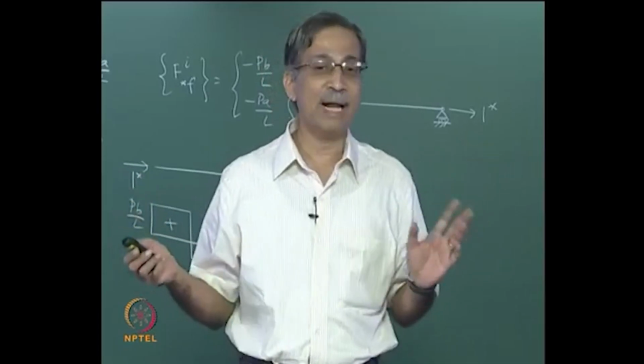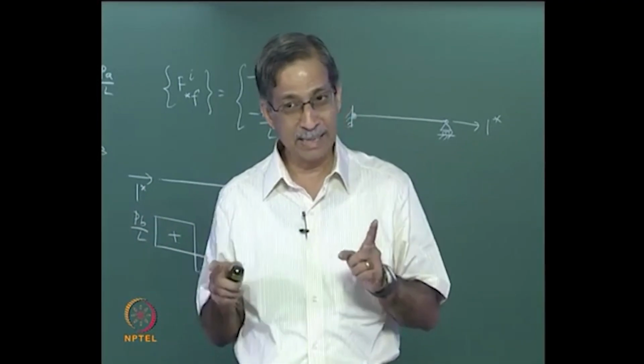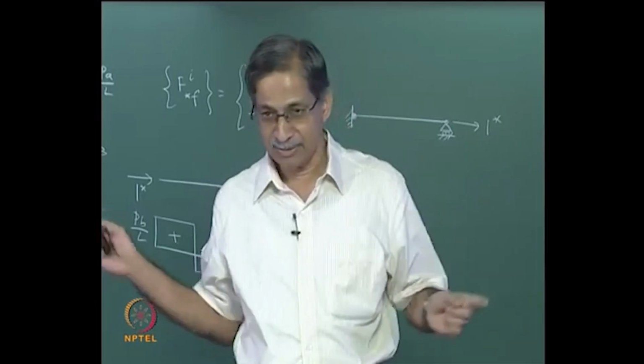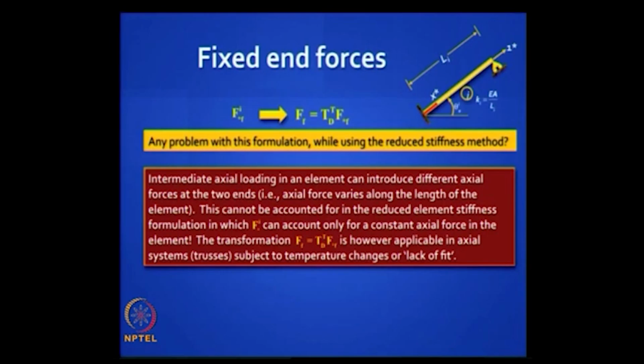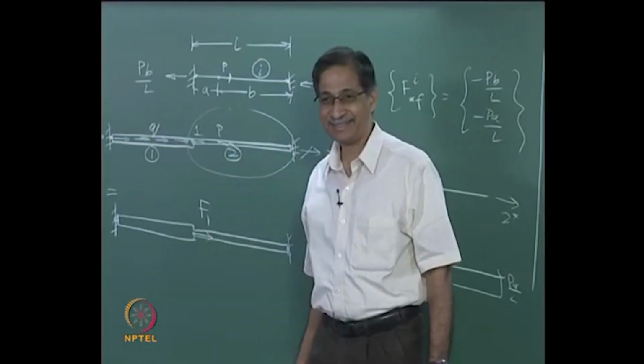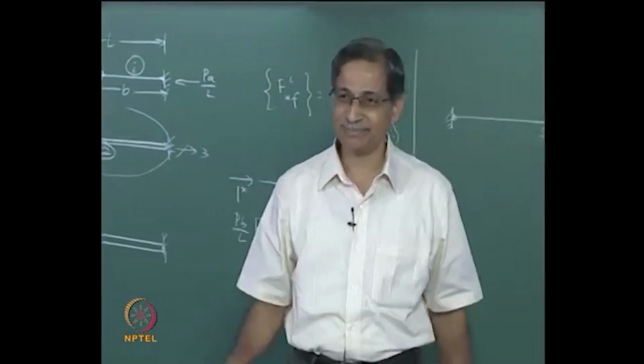Normally in trusses you do not have a problem because you do not have intermediate loads, but in beams you will get, in frames you will get, in axial elements you will get. So we can treat it as 2 elements, and then you are doing extra work. But if you had a UDL you can't treat it as 2 elements, you will have to treat this as infinite elements, so it does not work, okay.